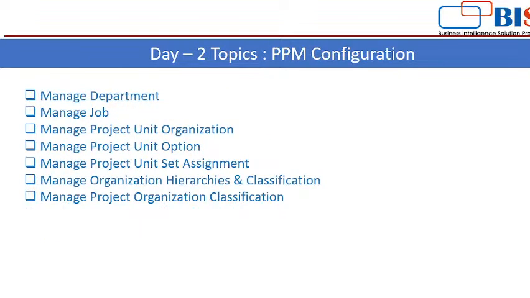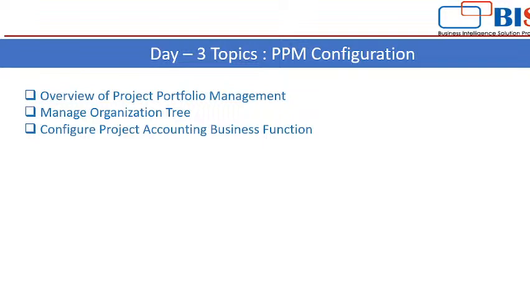Then we have seen how to create the department and how to classify that department into two different organizations. The first is task owning organization and next is expenditure organization. Then we have seen an additional functionality which is available in Oracle Fusion, which was not earlier available in EBS, that is project unit. If you have different lines of business, then you can create the project unit and use it for reporting purpose. Then we have seen how to create the organization tree.